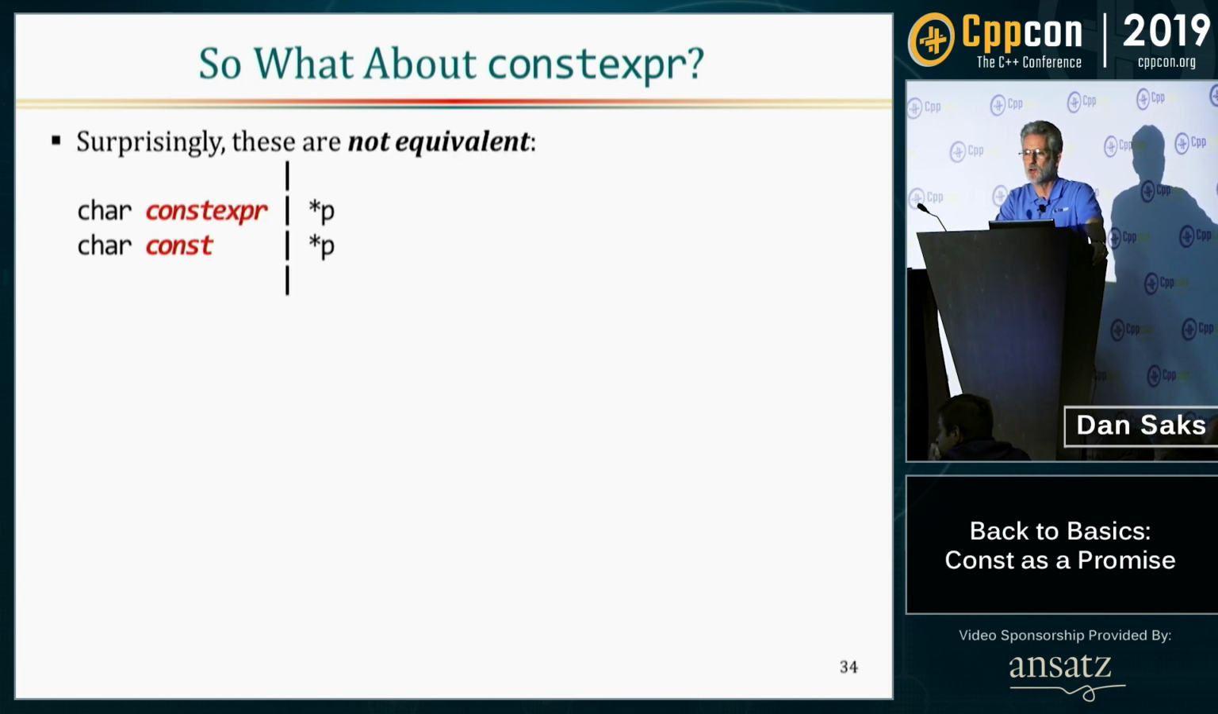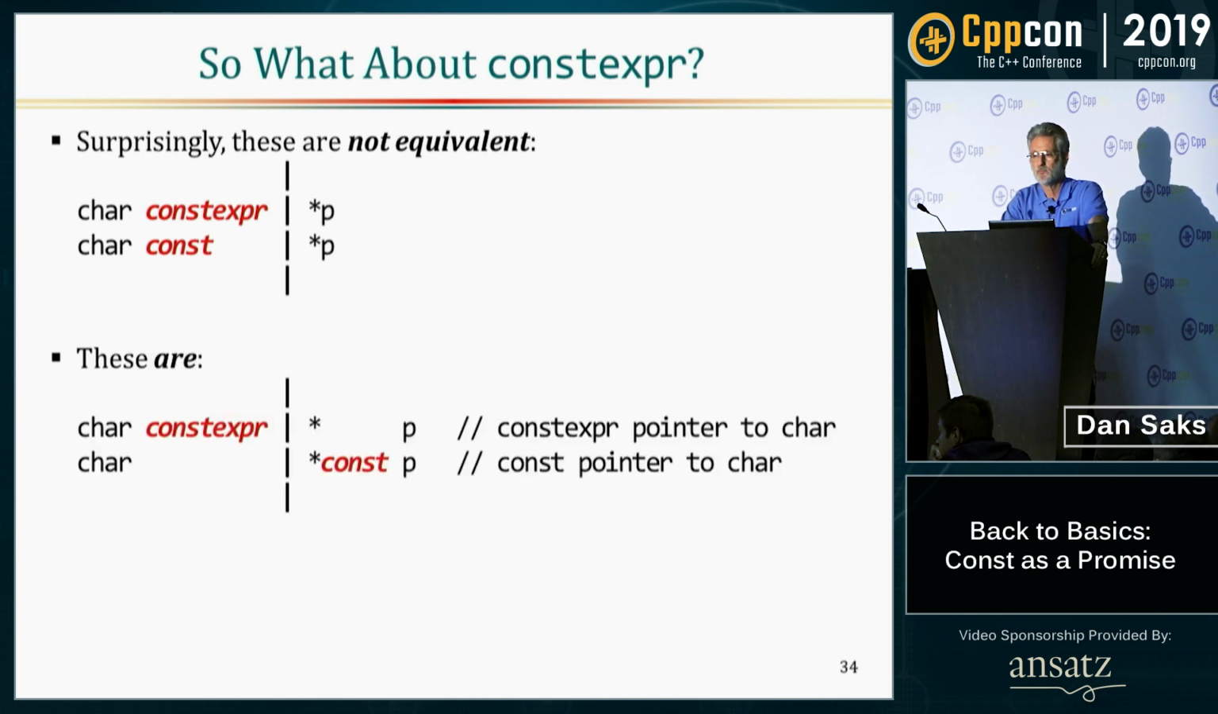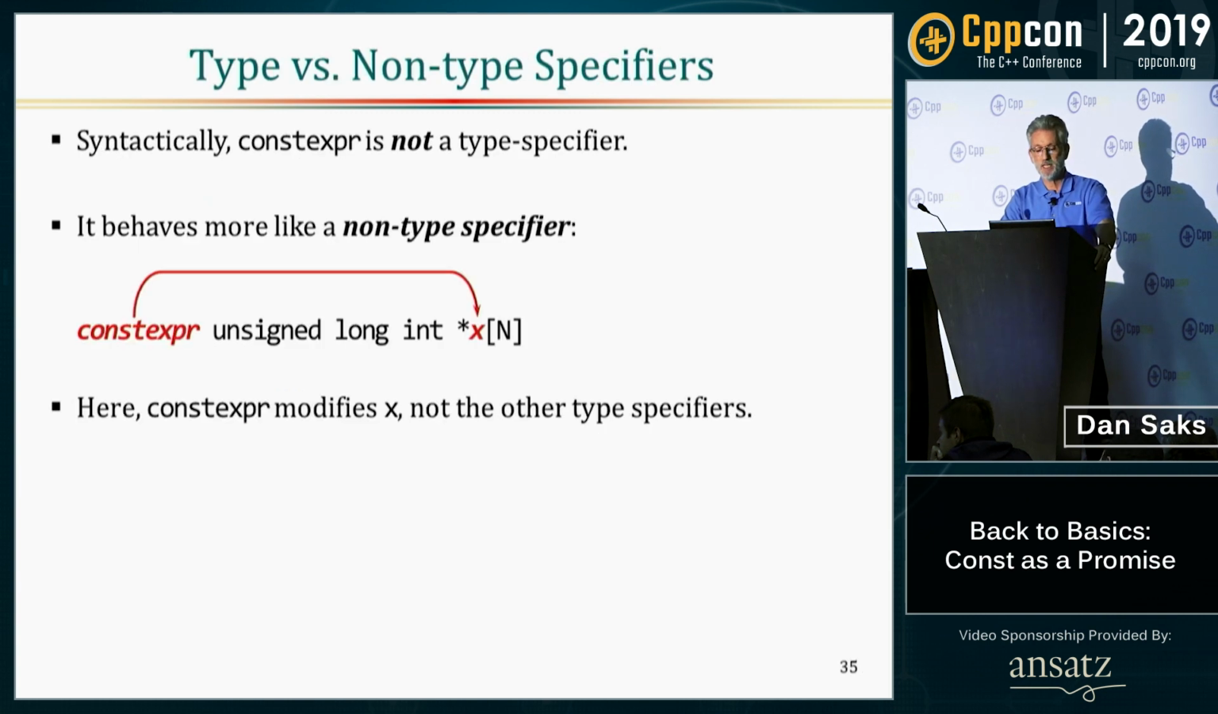But these are not equivalent. And here's what the equivalence is, drum roll please. That's it. Okay, now what's going on here? Well, constexpr is not a type specifier. It's a declaration specifier, but it's a non-type specifier semantically, which means that it behaves more like static. The thing that is constexpr here is x.